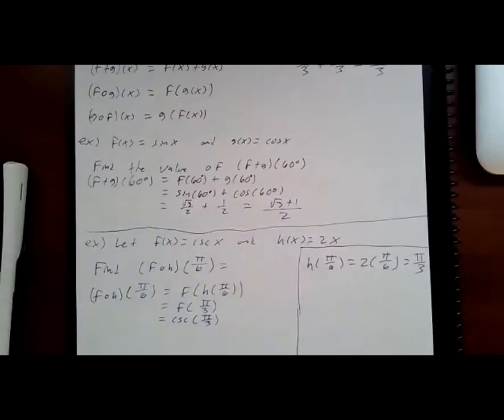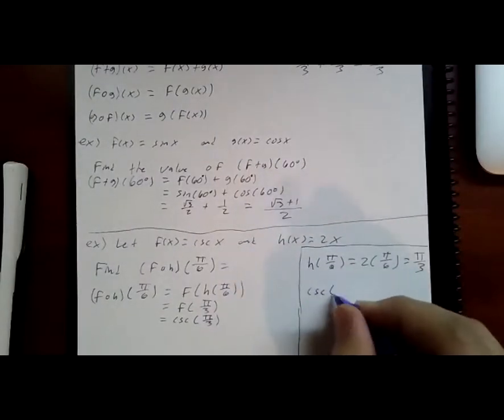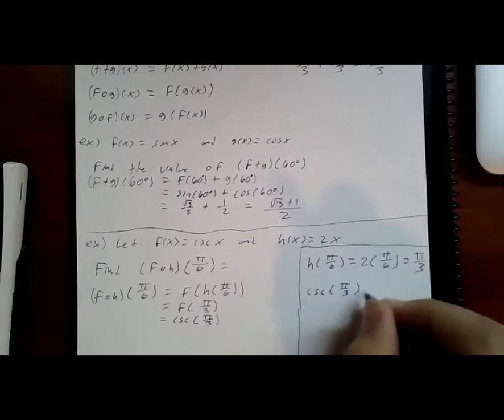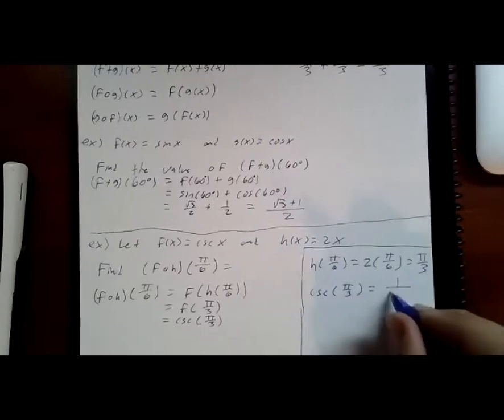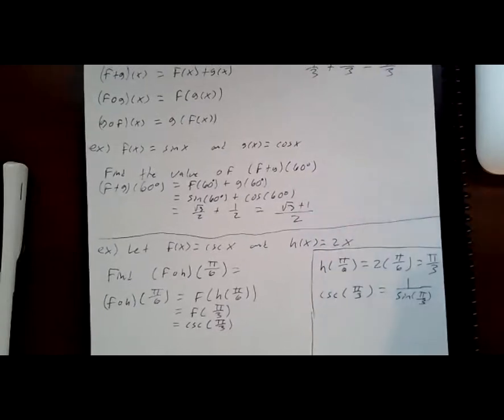Takes a roundabout way to ask this question. What is cosecant of pi thirds? But what is cosecant, right? Cosecant of pi thirds is equal to 1 over sine of pi thirds. Right?